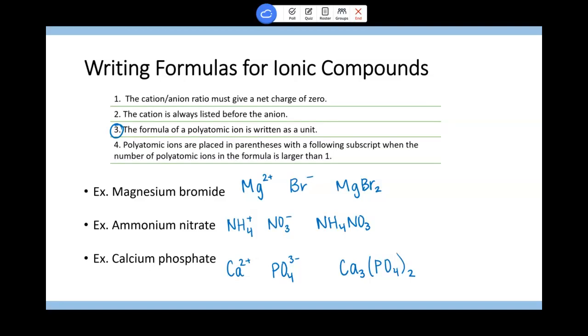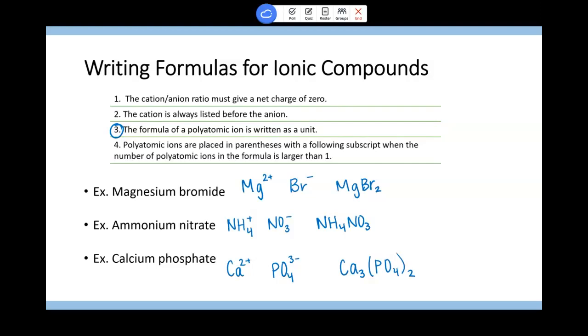Okay, questions on these? Yes. So why don't you need parentheses for like the second one? For the second one, we only have 1 of each, and we don't use ones when we write out molecular formulas. So if we had used parentheses and put a 1 there, that implies the same thing as not using parentheses. So if we don't need parentheses, we don't use them.